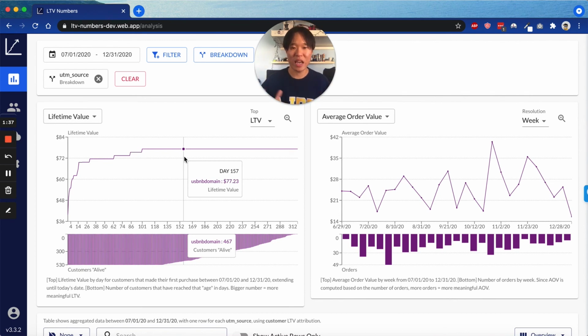Now, I'm not trying to say AOV doesn't have any value. No, it is the metric to measure your funnel performance and the one you want to increase through your optimizations and testing. But AOV should not inform your ad spend decisions. LTV should.